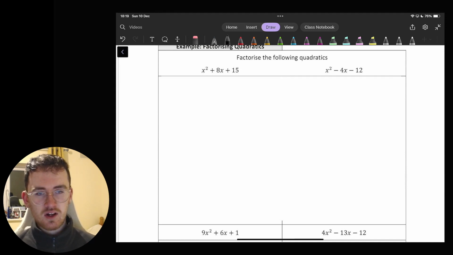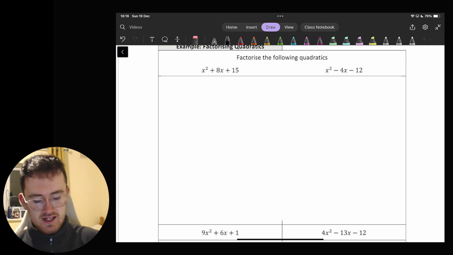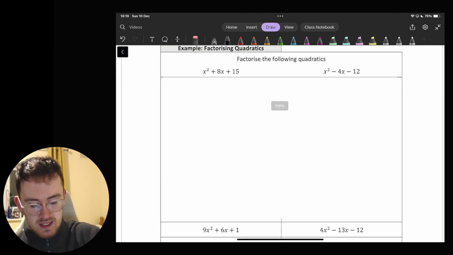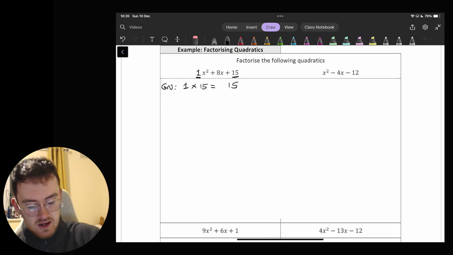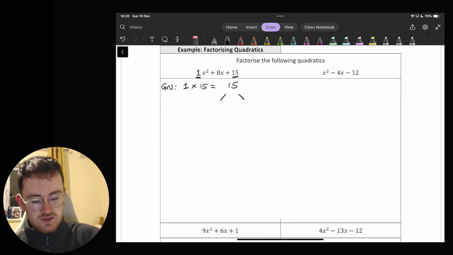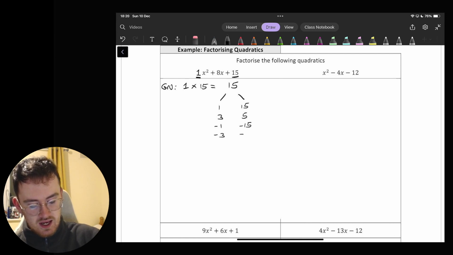So factorize the following quadratic. So looking at the first example here, I need to start by finding my guide number. My guide number is the number in front of x squared multiplied by the constant term. So in this case, it's just 1 multiplied by 15, which is just 15. I now need to get the factor pairs of 15. So that's going to be 1 and 15, 3 and 5, and that's really all. I'll also have minus 1 and minus 15, and minus 3 and minus 5.